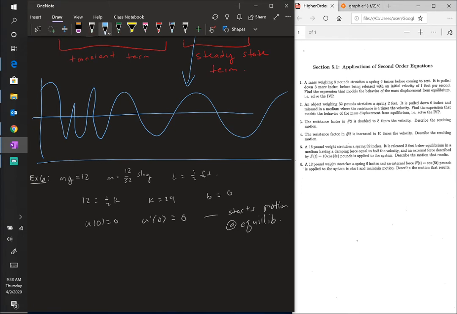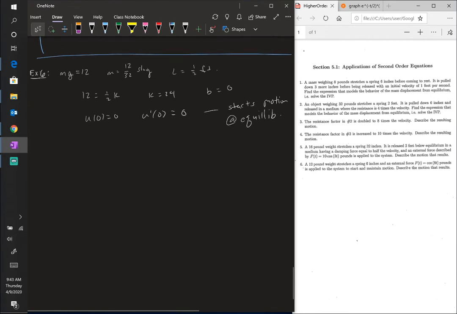So then the differential equation to solve the initial value problem is going to be, let's see, 12 over 32 divided by 4 is 3 over 8. So 3 over 8 U double prime plus 0 U prime plus 24 U equals cosine 8t. So if we multiply through by 8/3, we get U double prime plus 64 U equals 8/3 cosine 8t.